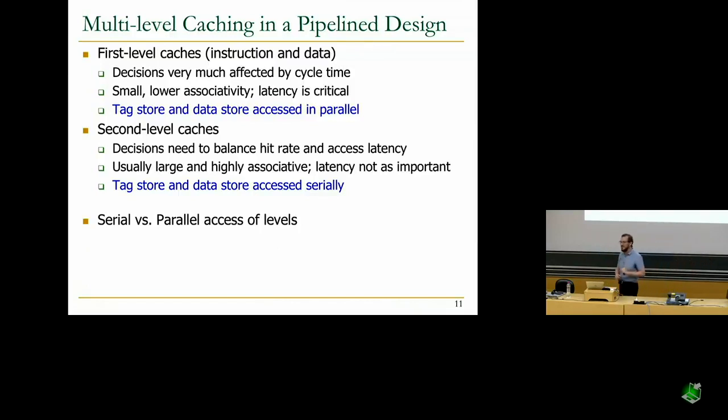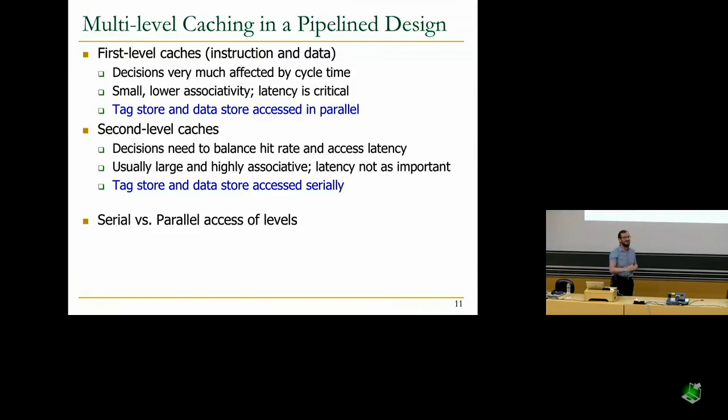Right? And if you look at modern processors, maybe not in the second level all the time, but in the third level, fourth level, they almost always make this choice, serial access. There's also another thing. These are tag and data stores accessed serially. In a multi-level cache, you have another choice. Do you access level 1 first, and if you miss, you go to level 2, and if you miss there, you go to level 3? This is a serial access.